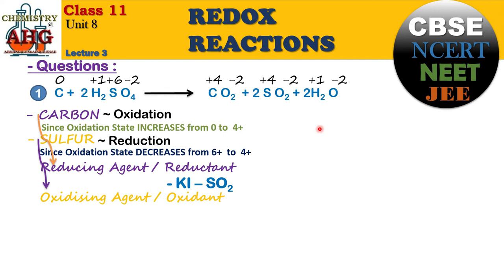Common oxidizing agents that you can remember, which we use very commonly in chemistry, are potassium manganate 7, KMnO4, and potassium dichromate 6, K2Cr2O7. So now I hope this example has made it very clear to you what a reducing agent is and what an oxidizing agent is. Just remember the simple definition. No need to remember any complex definition. Simply remember, a reducing agent itself is oxidized. An oxidizing agent itself is reduced.